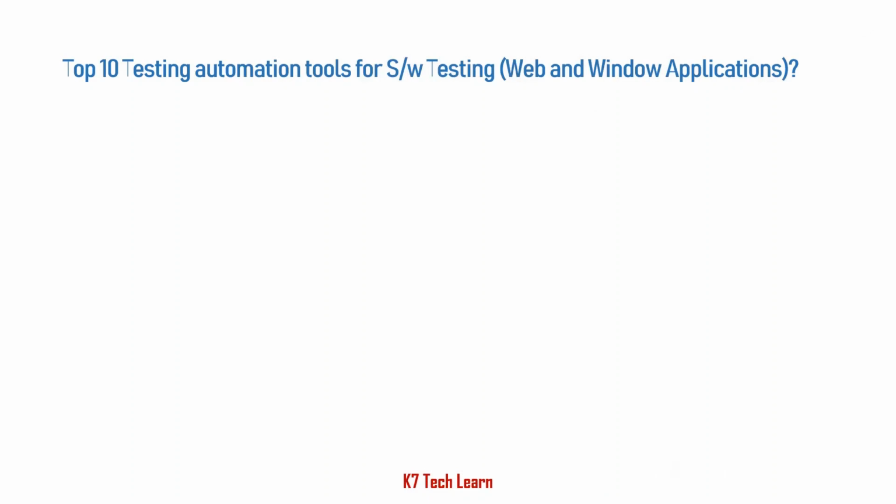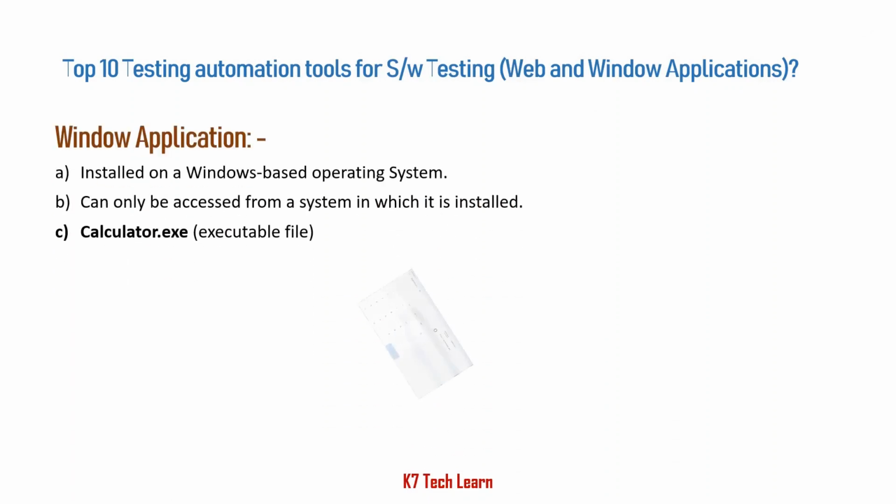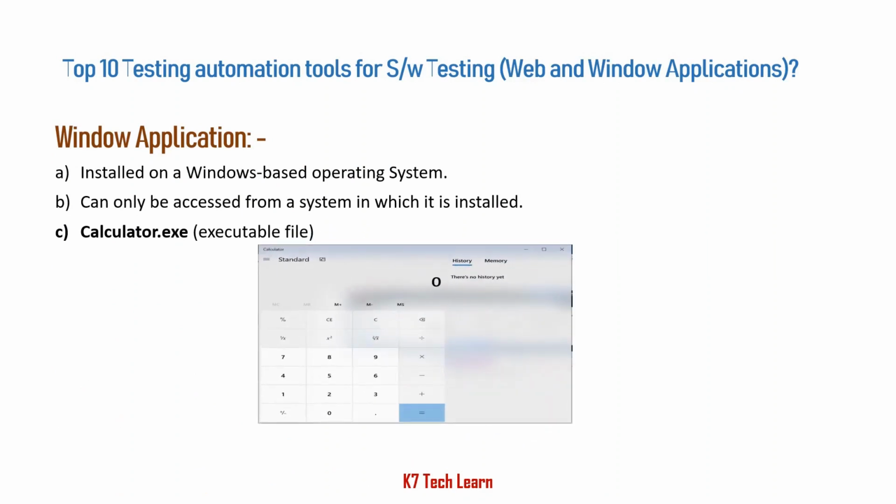Let's see what is Windows application. It is installed on a Windows-based operating system. It can only be accessed from a system in which it is installed. For example, we can say calculator application. So it will be installed and accessed locally.